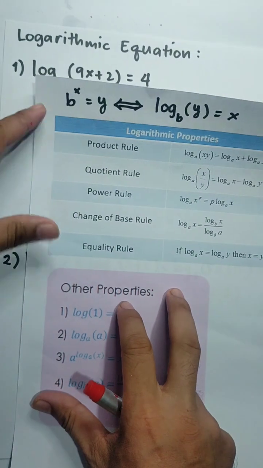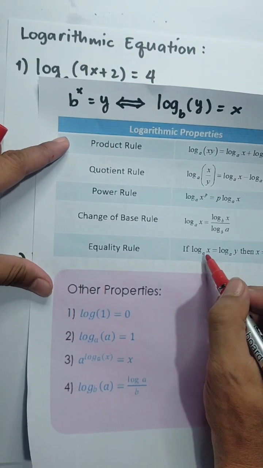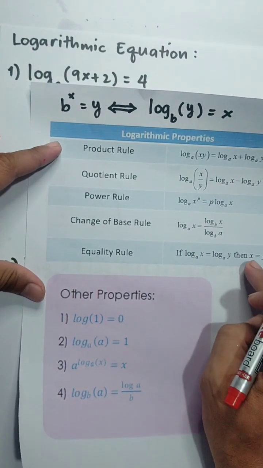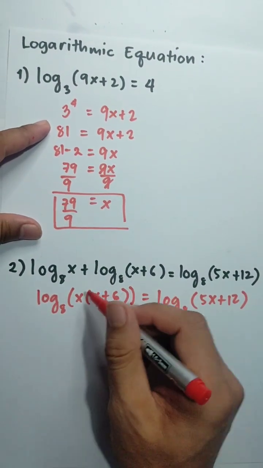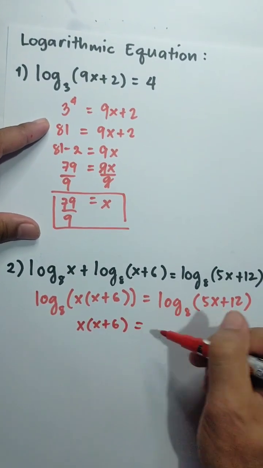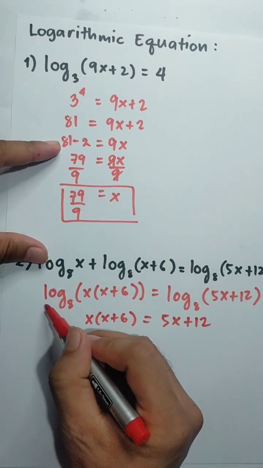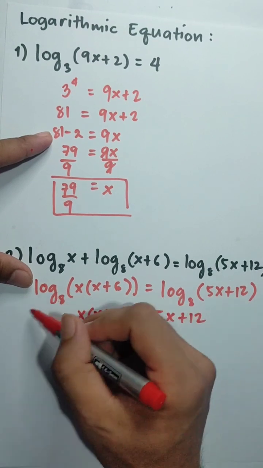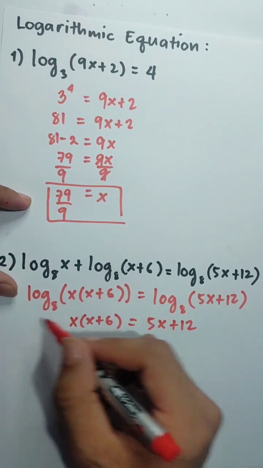So we can use the equality rule. If we have log base a of x and log base a of y, then that is just equal to the arguments x and y. Therefore we can express this as x times x plus 6 equals 5x plus 12. You can also raise both sides to the power of base 8, and the log base 8 will be eliminated along with the base 8.